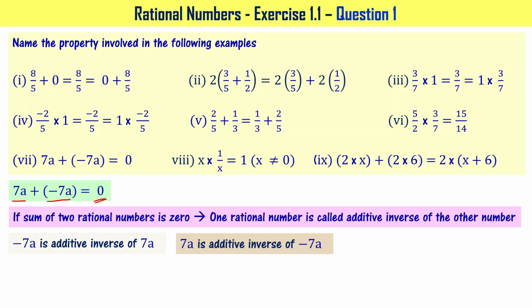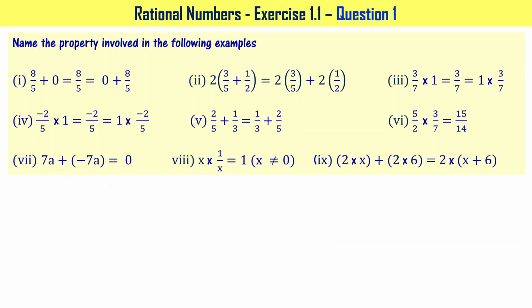That's why 7a can be the additive inverse of minus 7a, or minus 7a can be the additive inverse of 7a. You can say either way, not a problem. So the property involved here is the additive inverse property of rational numbers, right? Let's see the next example.